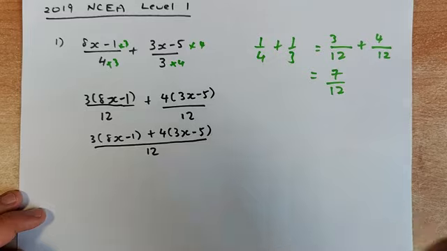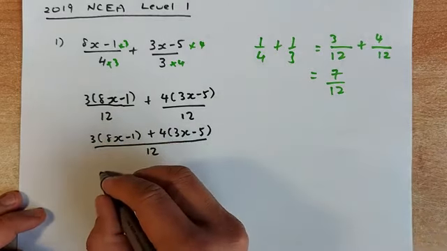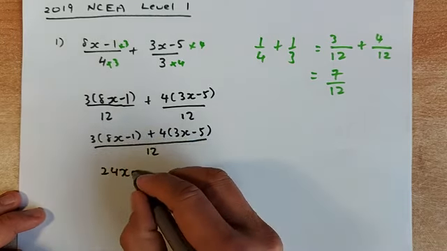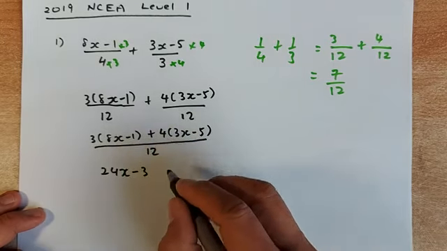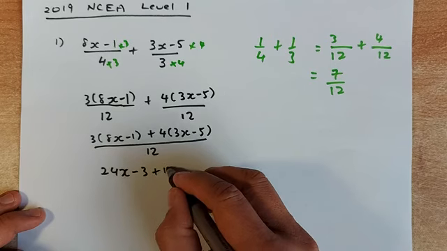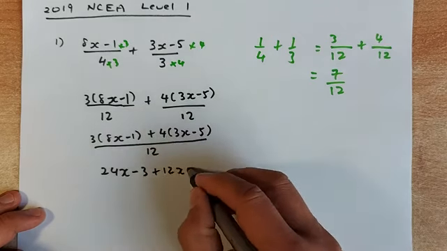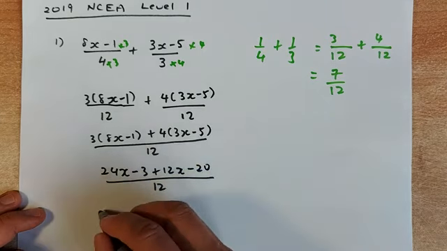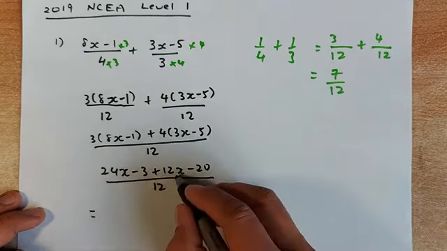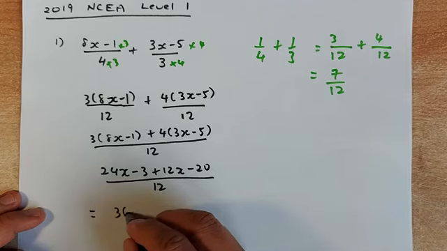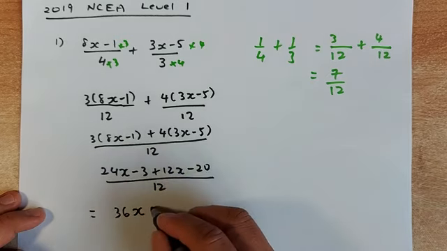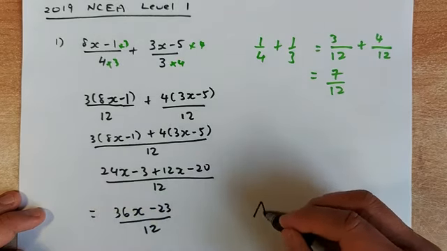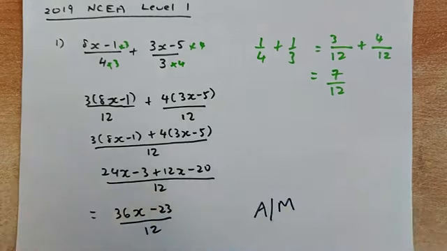Then the next thing you do is expanding. So 3 times 8x is 24x. 3 times minus 1 is minus 3. 4 times 3x is going to be 12x. And then 4 times minus 5 is minus 20. You divide by 12. And the last step you're going to do, you're going to collect like terms: 24x plus 12x is 36x. Minus 3 minus 20 is minus 23, over 12. And I think that will be an Achieved or a Merit in NCEA Level 1.